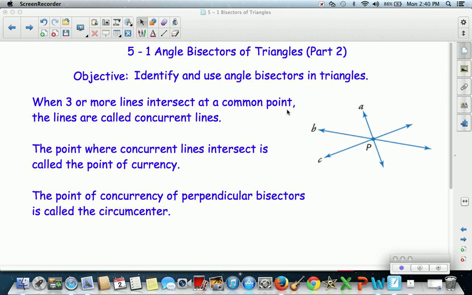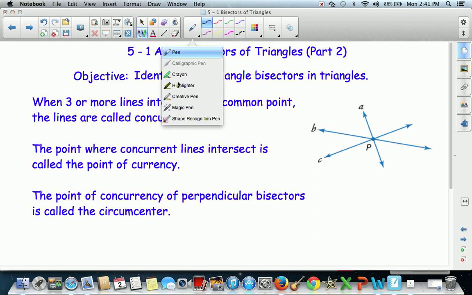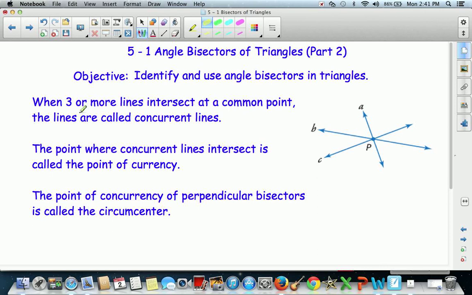Geometry students, we are going to get started on the second part of 5.1, angle bisectors of triangles. You're going to be able to identify and use angle bisectors in triangles. In the first part, we were talking about perpendicular bisectors. So now we're going to talk about angle bisectors. You might want to write this vocabulary down.